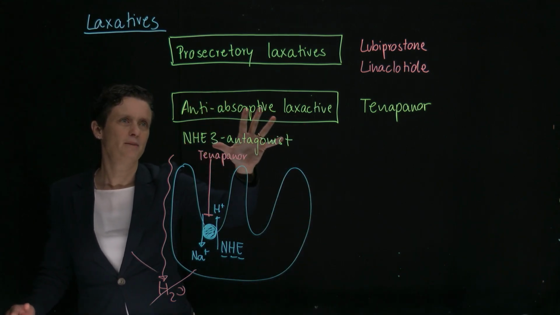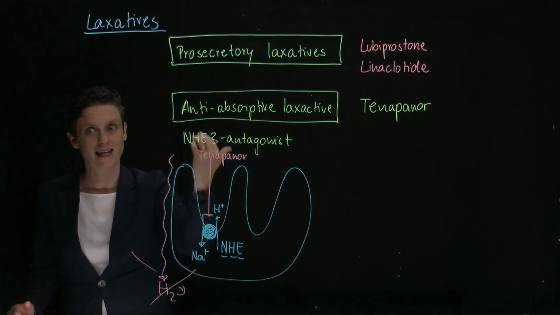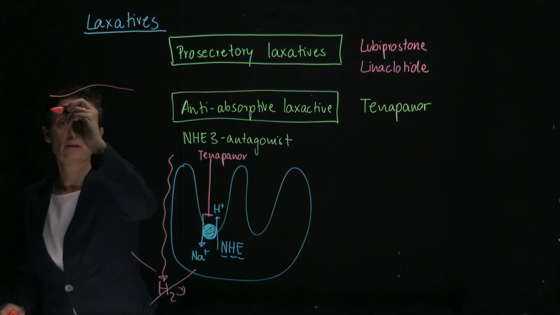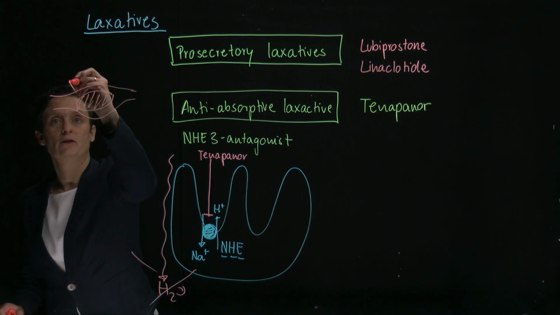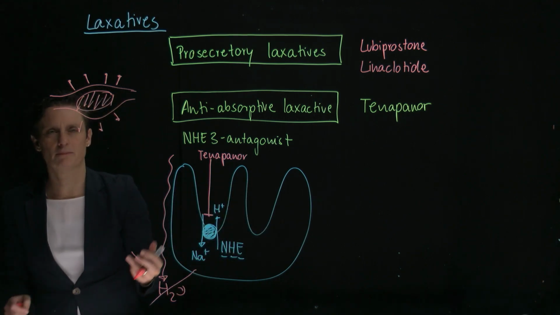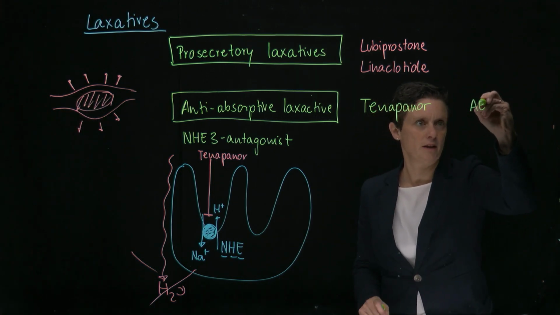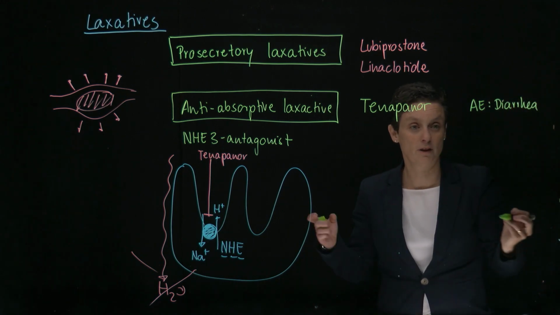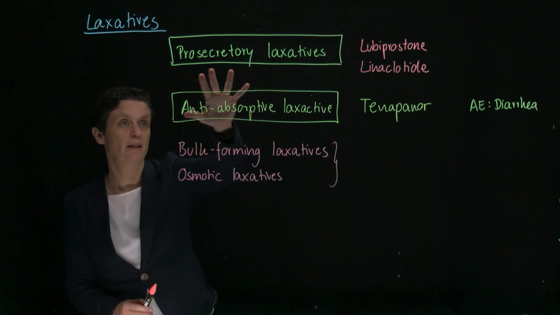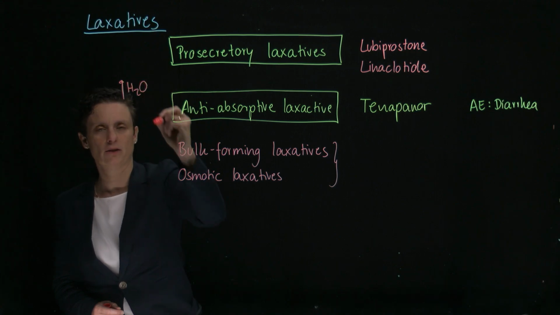So you can see why we can put them together in a way: the one inducing more secretions, calling them prosecretory laxatives, the other inhibiting absorption, in the end all leading to more water in your bowel, leading to some stimulation of the enteric nervous system stretch reflex, having a bowel movement and working as a laxative. With tenapanor, as well as with all the others, as an adverse effect, you can have diarrhea because you're going to have quite a lot of water in your intestines. So just to sum up the laxatives, the pro-secretory laxatives and the anti-absorptive laxatives, one way or the other, just increase water in your lumen.